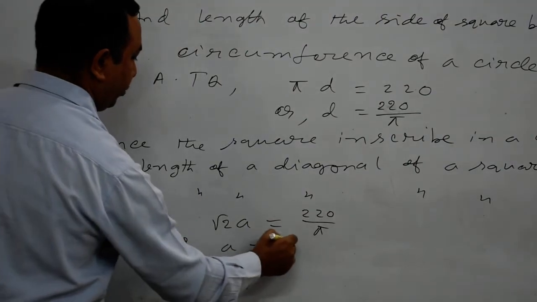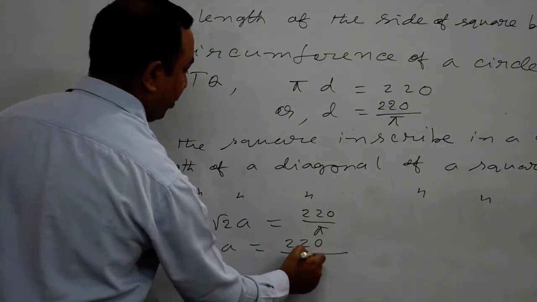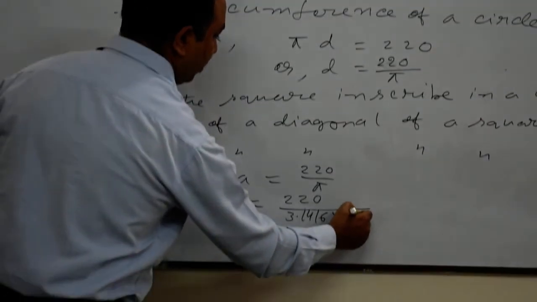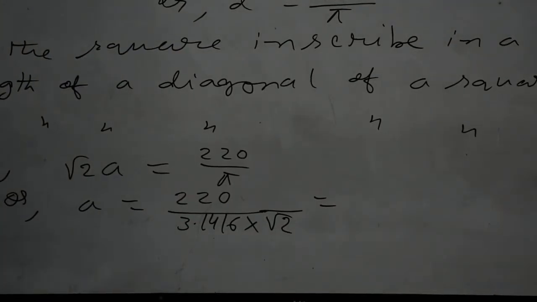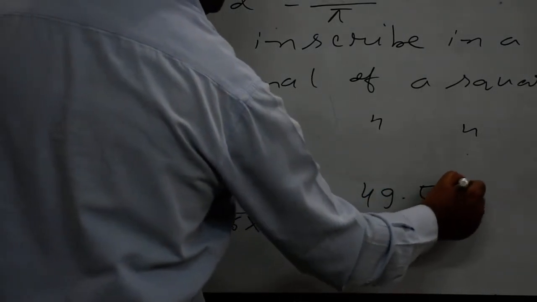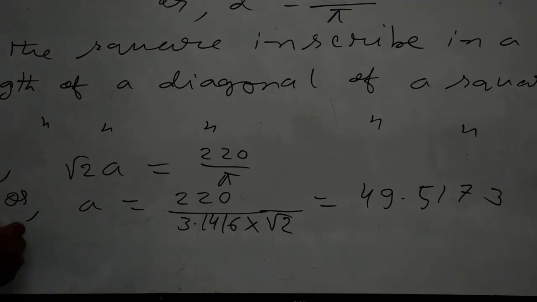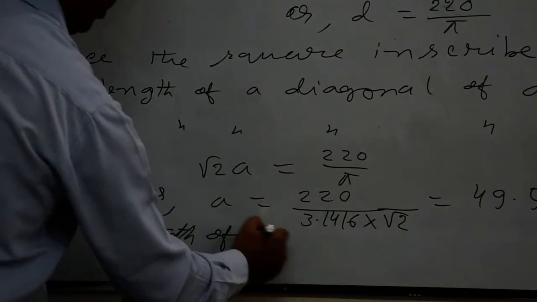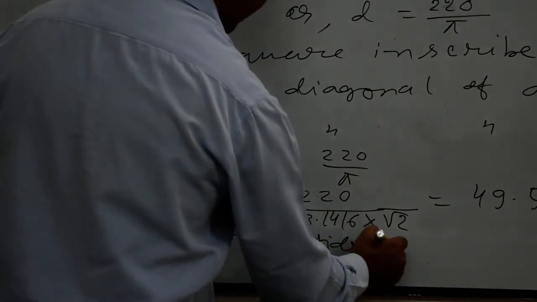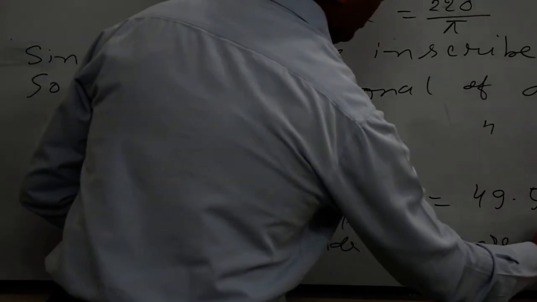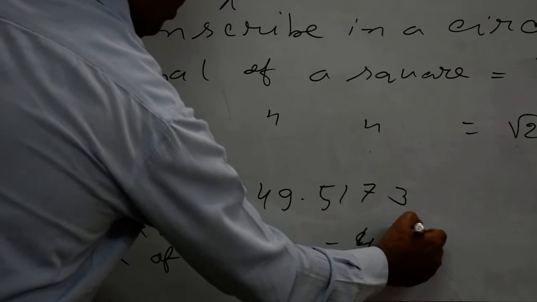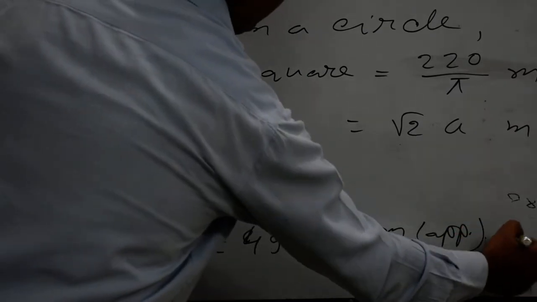So what will be the result? a equal to 220 by 3.1416 into root 2. So what will be the length of the side? The length of the side is actually 49.5173. Therefore, the length of the side of the square, just write like this, 49.5173 meter approximately. That is the answer.